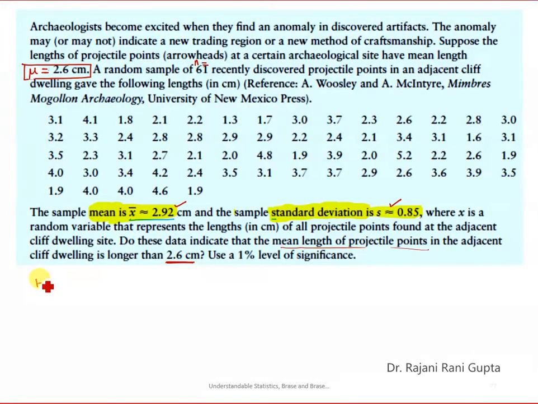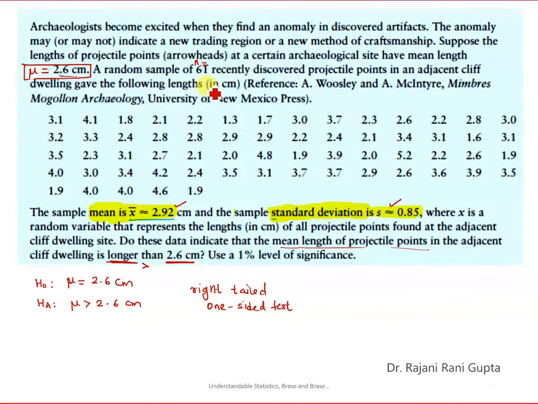Okay, so H naught. For that we need to come up with the null and alternative hypothesis. So first we go ahead with the previous evidences that mean length is 2.6 centimeter. Then alternative hypothesis, they are talking about longer. Longer means greater than. Mu is greater than 2.6 centimeter. So this is right-tailed, or you can say one-sided test.